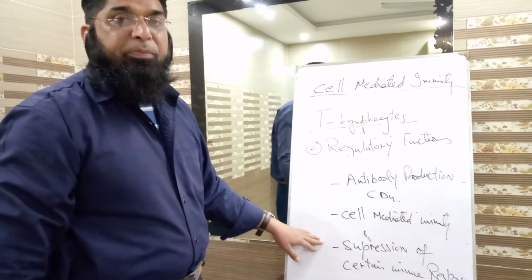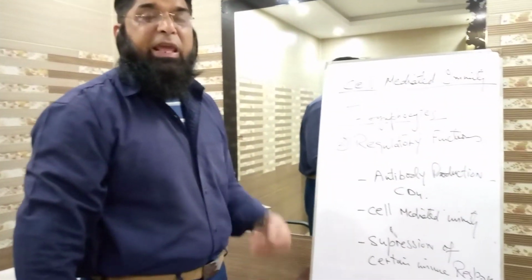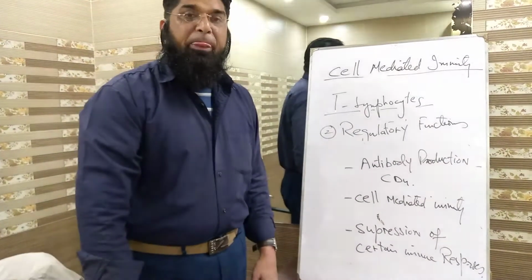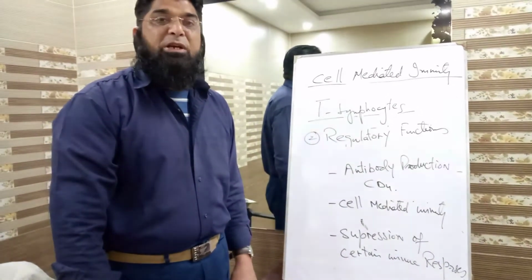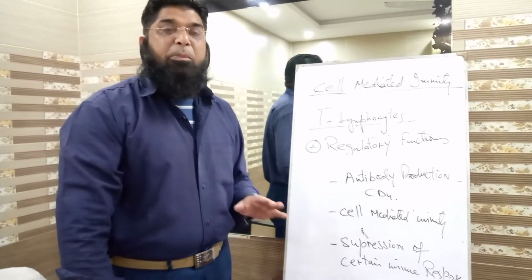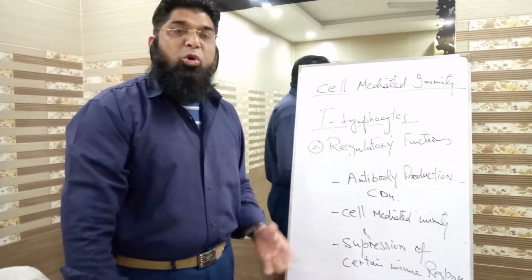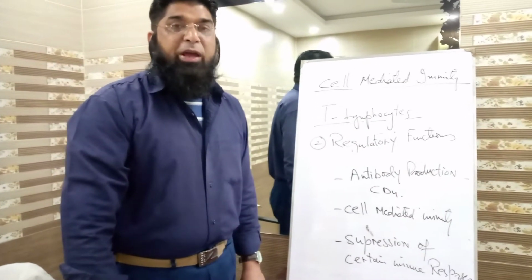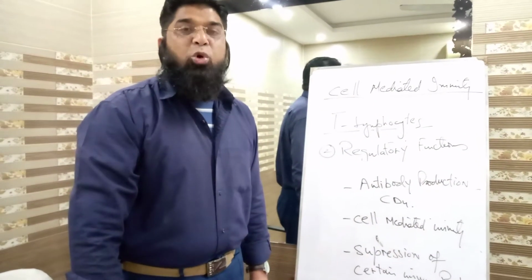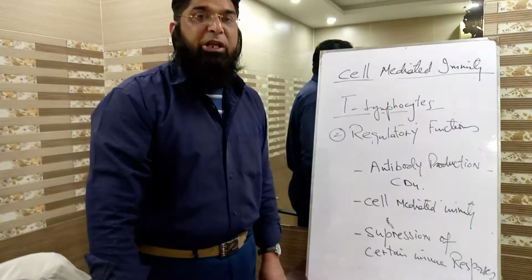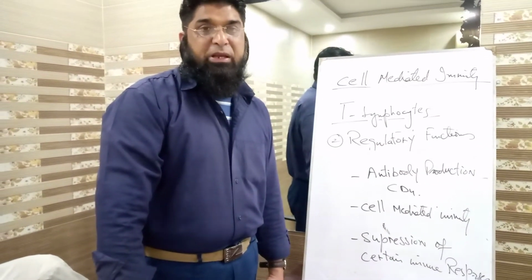An example is lepromatous leprosy. Students, in lepromatous leprosy, the delayed hypersensitivity mechanism is suppressed. The patient shows no response when checked with the antigen. There is no type 4 hypersensitivity or delayed hypersensitivity reaction in such patients.